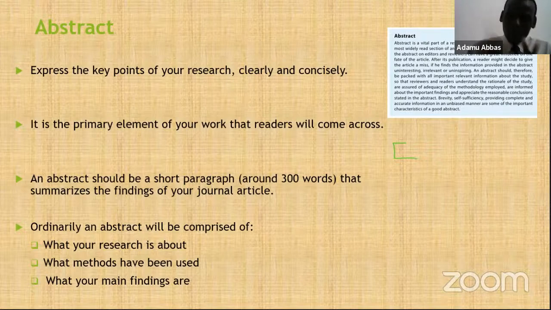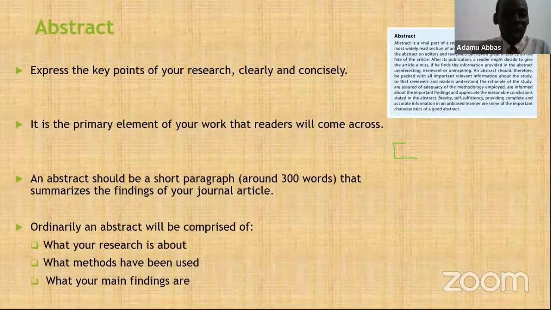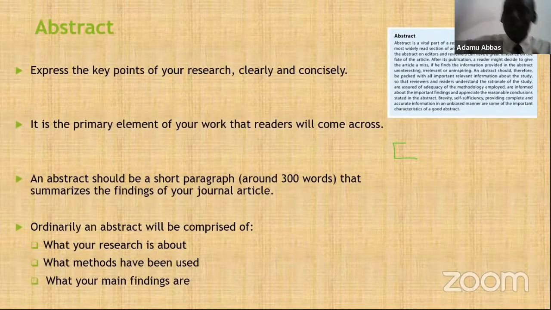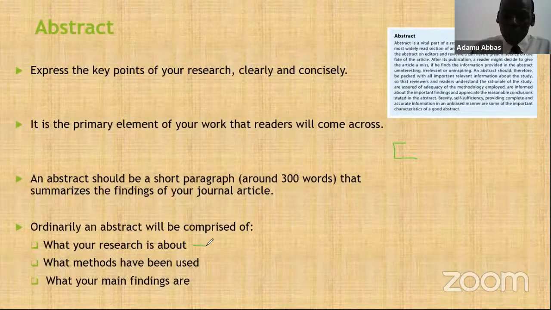So the most critical one is your editor. If the editor is happy and the abstract is clear, then your paper can go to review. And then the reviewers also, if your abstract is very clear, they will find it comfortable to continue reading your article. So your abstract has to be clear, concise, and easy, and highlight the most important aspect of your research. Particularly, an abstract should highlight what your research is all about.